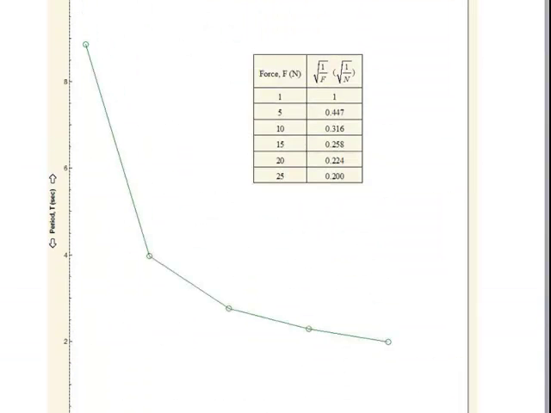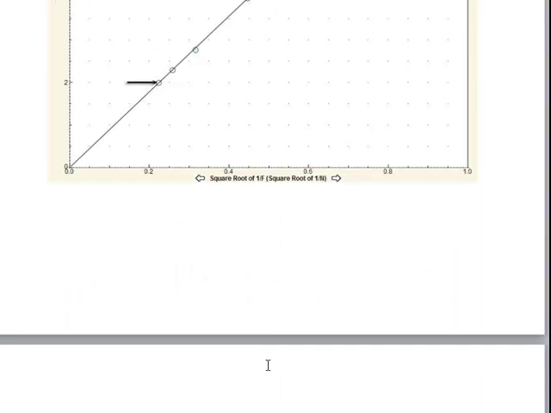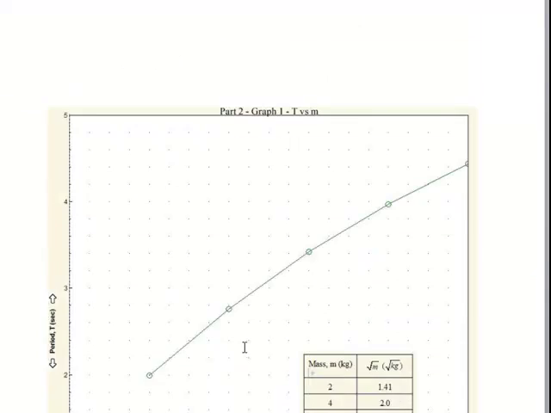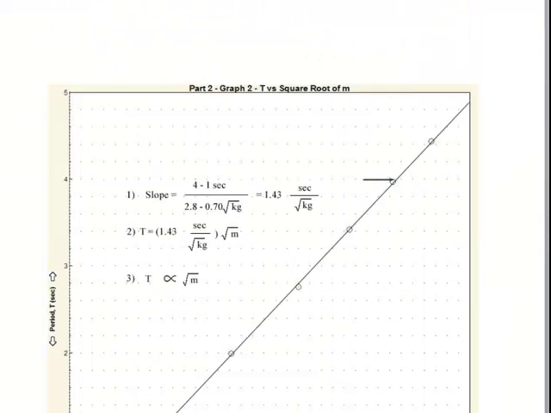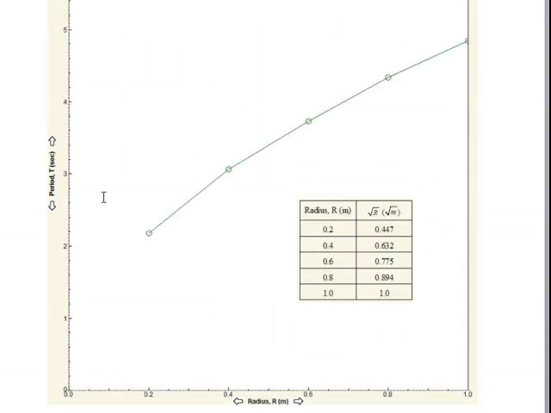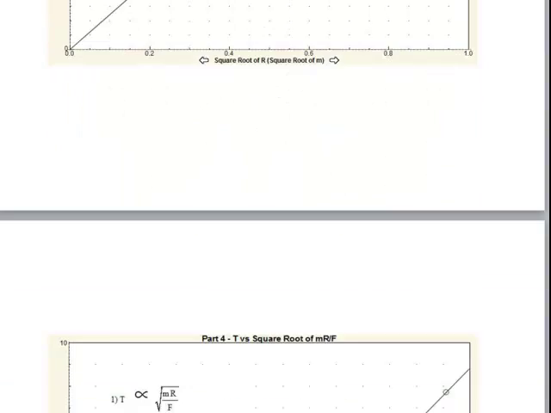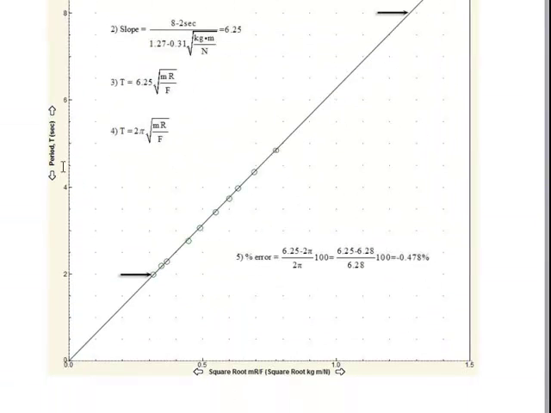This is period versus force, period versus the square root of 1 over the force. Here's period versus mass, period versus the square root of mass, period versus the radius, and then the final, period versus the square root of mass. That's right, nothing is really a straight line here. And period versus the square root of mr over f. And here's the final equation and the final question.